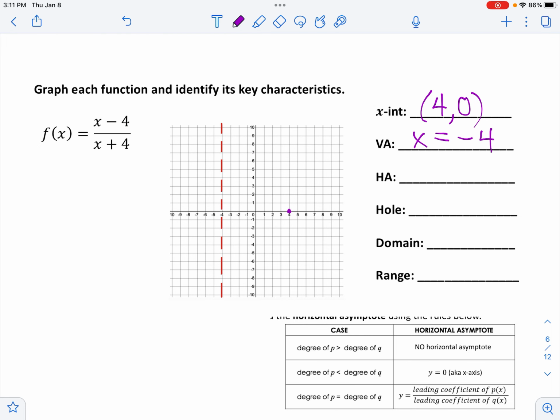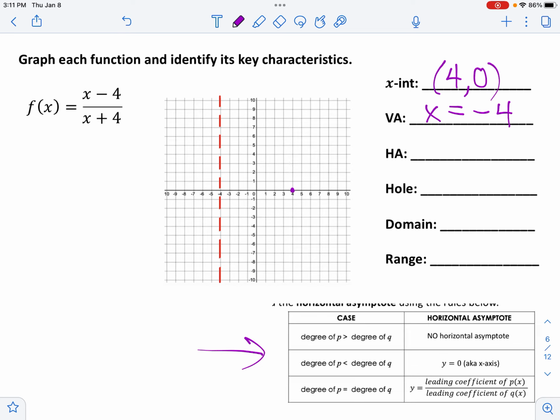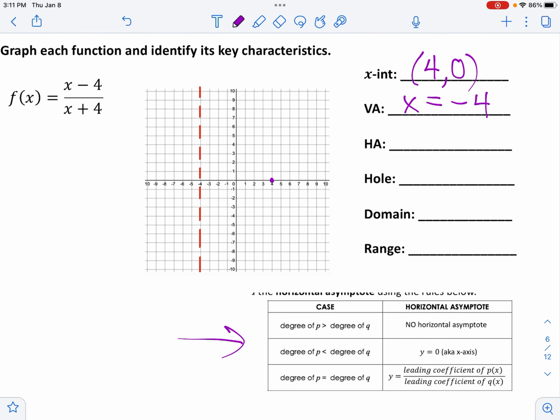Now, horizontal asymptote, I have to use this chart down here. So I want to look at the degree of my p polynomial. That's the top one. The degree of this is 1, right? Because there's a 1 exponent there. The degree of the bottom is also 1. So that's the q. So the two are the same. So then I'm looking at this bottom one. The degree of the p polynomial and the q polynomial are the same.